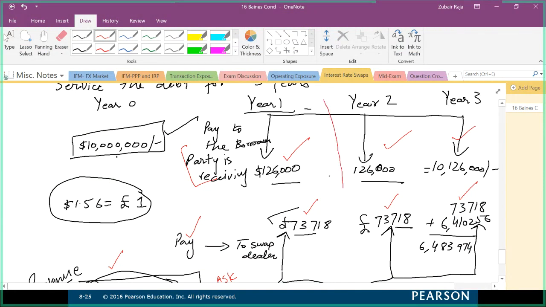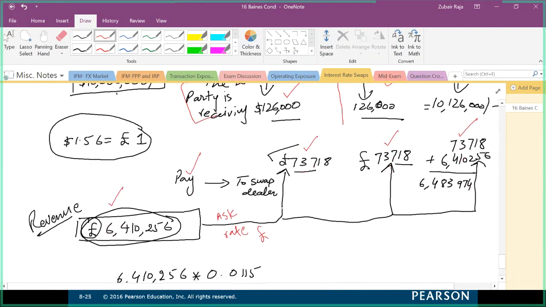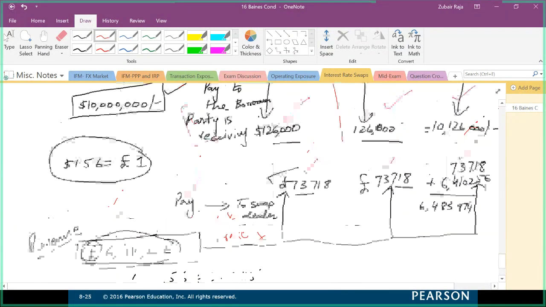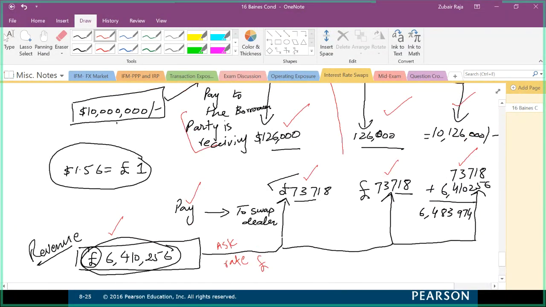the first year, say after only one swap of these payments, the dealer paid $126,000 to the party, in exchange for 73,718 pounds from the party to the dealer, right? And this payment definitely might be used by the party to pay its interest payments in dollars, right?